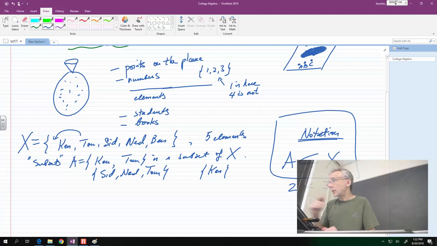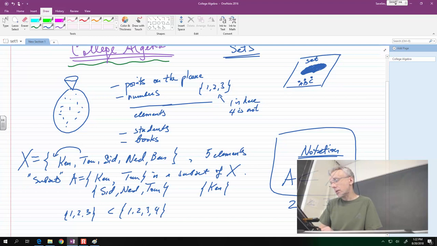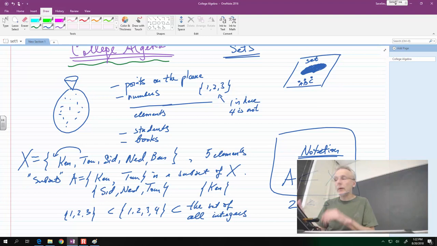The idea is certainly entirely applicable to numbers. So let's do it side by side. So we have, say, 1, 2, 3 is a subset of 1, 2, 3, 4, okay? Which in turn is a subset of, how about the set of all integers? Okay, so numbers between negative infinity and infinity. Remember those integers, say negative 2, negative 1, 0, 1, 2, 3. So continuing on to the left and to the right, that's the set of all integers.